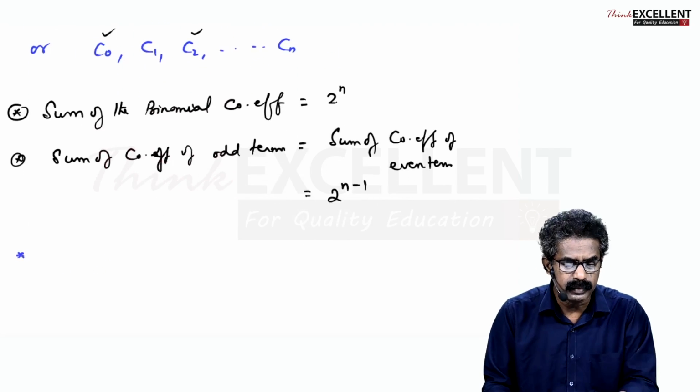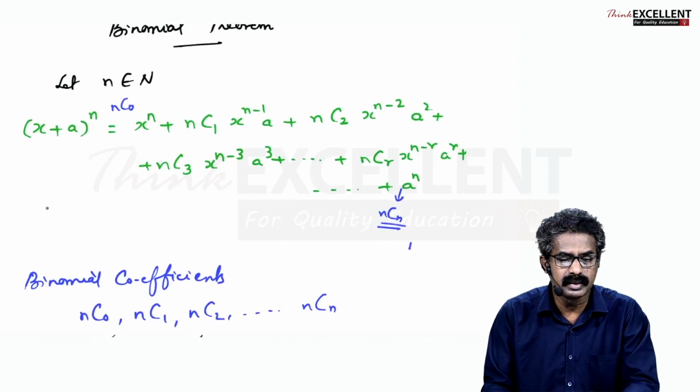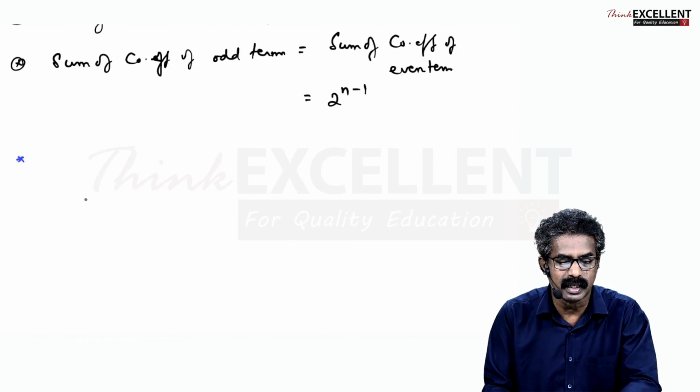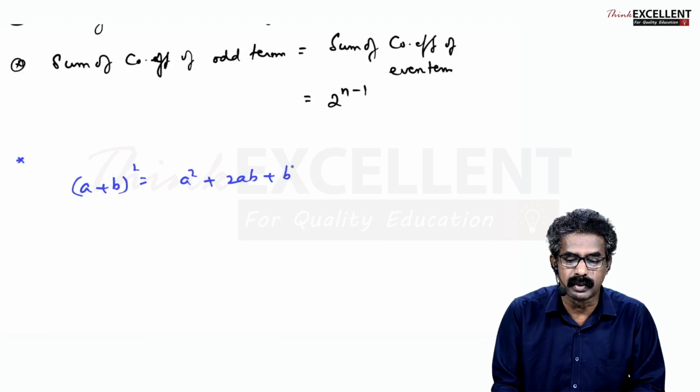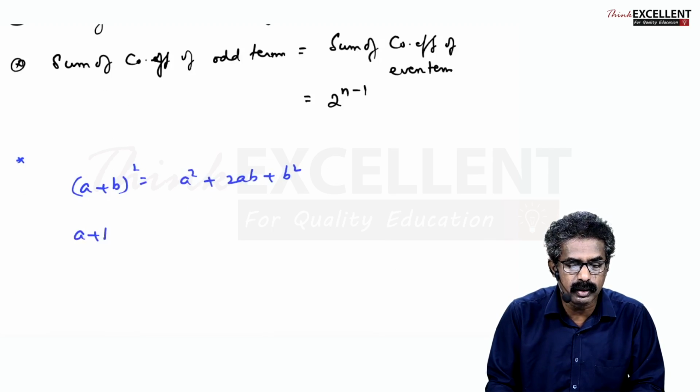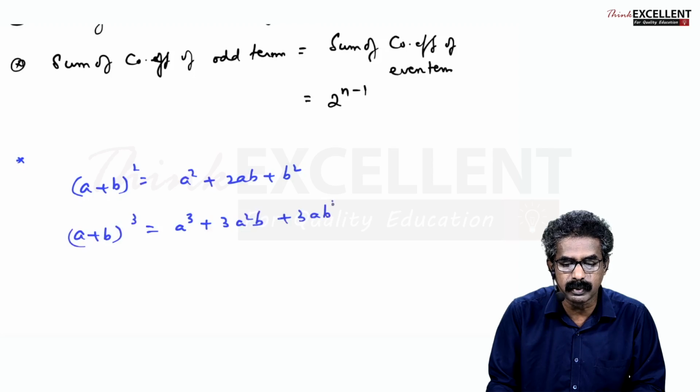Another important thing, can you tell me how many terms are here? Please listen here. Do you know what (a plus b) the whole square is? It is a square plus 2ab plus b square, right? What is (a plus b) the whole cube? It is a cube plus 3a square b plus 3ab square plus b cube.